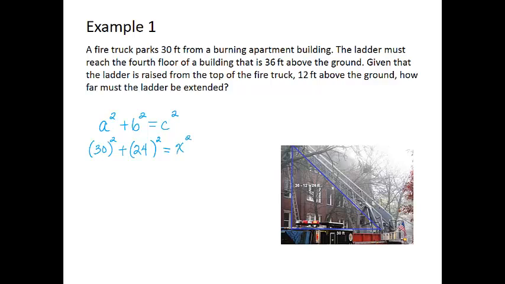So squaring 30 is 900. 24 squared is 576, and that's equal to x squared. Adding 900 and 576 gives us 1476 equals x squared. We solve this by applying the square root property, which states that x is plus or minus the square root of 1476. And because this is an application, we just want to approximate that value in our calculator, and we'll get approximately 38.4.